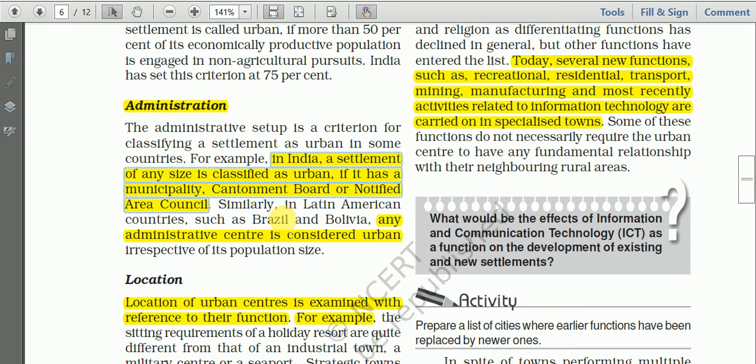Similarly in Latin America, in countries like Brazil and Bolivia, any administrative center is considered urban irrespective of its population size. In case of Brazil and Bolivia, any place which has an administrative setup is considered urban irrespective of its population size. So these are the three important criteria for classifying a settlement as urban.